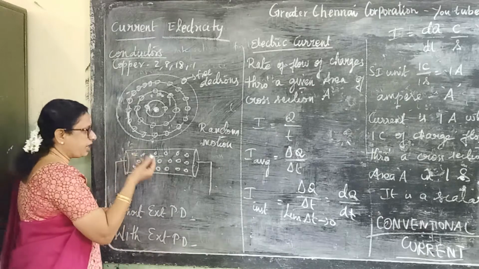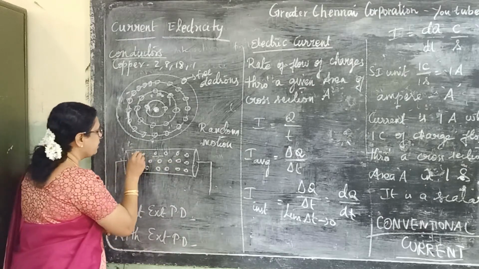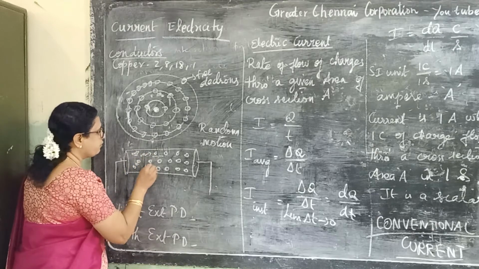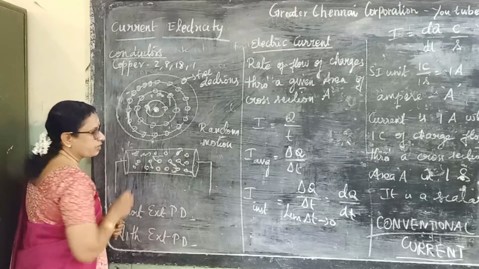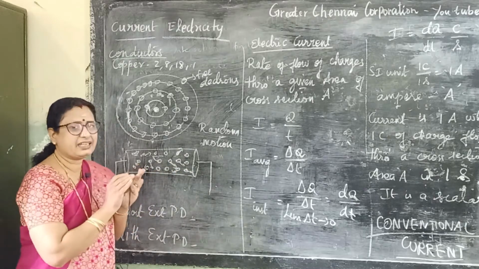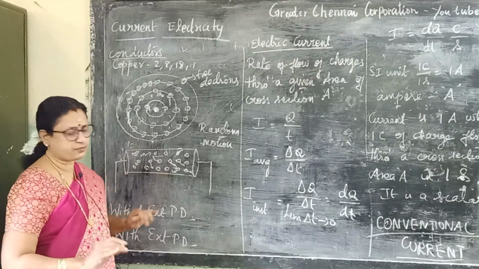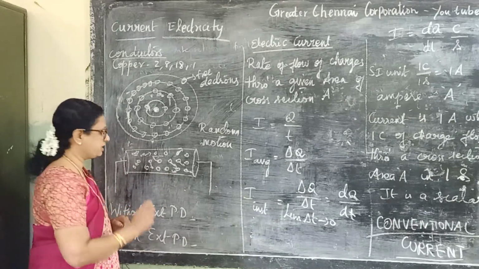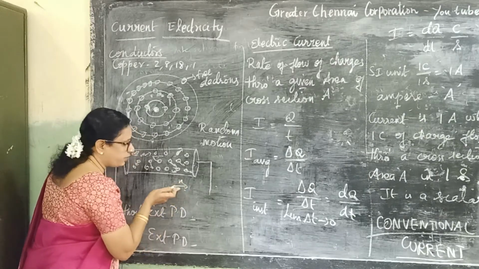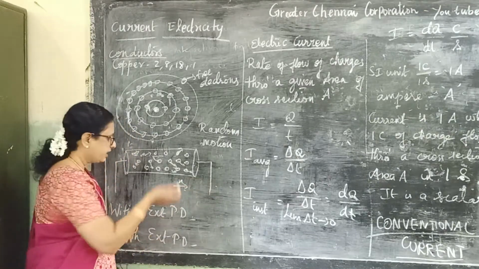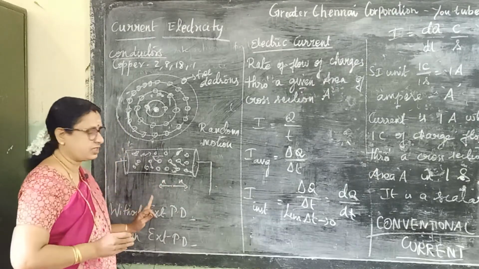For example, I will just show you, these are the free electrons in the copper substance. Each free electron will be moving in random directions, and there won't be any net transfer of electrons. Even though the electrons are moving, there won't be any net transfer of electrons. How can we understand this? Supposing we have n number of electrons moving in this direction towards the right, then the same n number of electrons will be moving in the opposite direction towards the left.